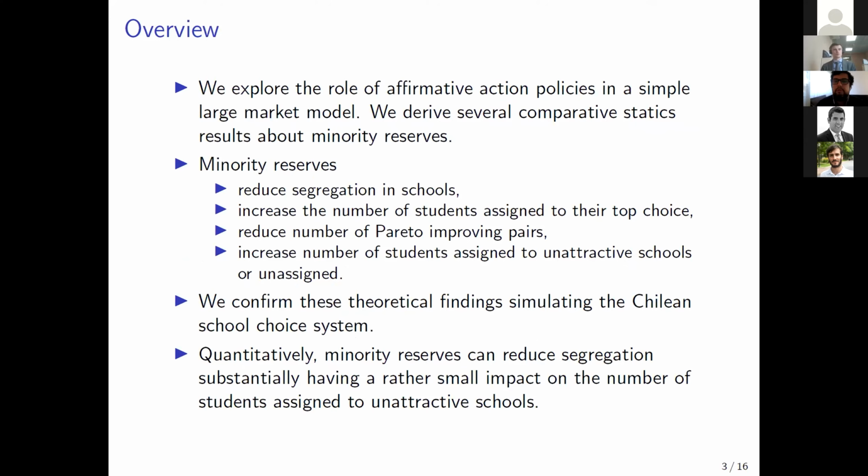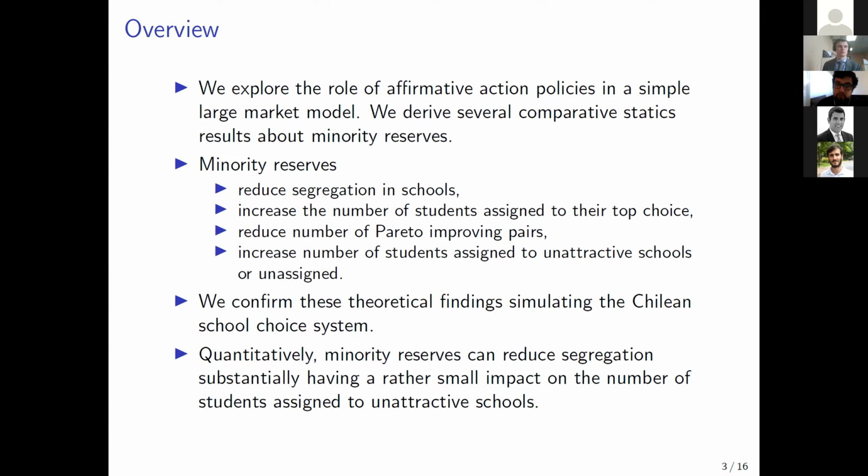We are going to explore the role of affirmative action policies in a very simple large market model. And we're going to derive several comparative statics results about the impact of minority reserves on several market outcomes. Our main theoretical results are going to be about the impact of minority reserves. We will show that minority reserves reduce segregation in schools, increase the number of students assigned to the top choice.